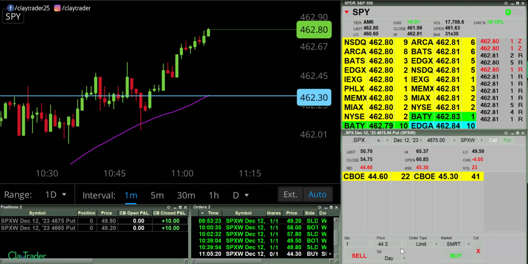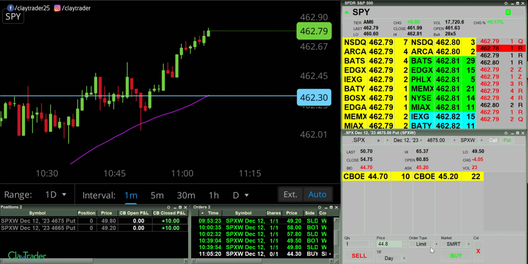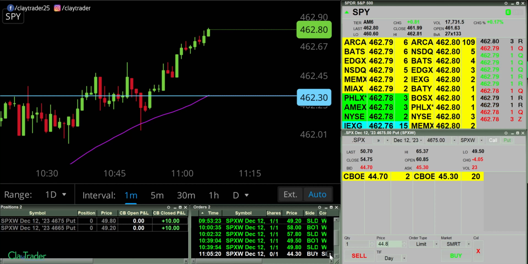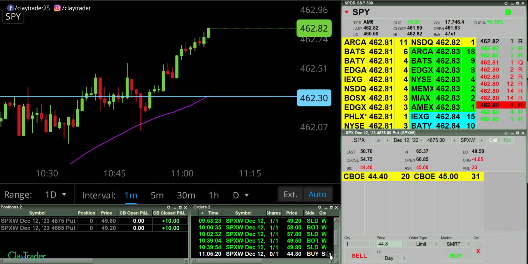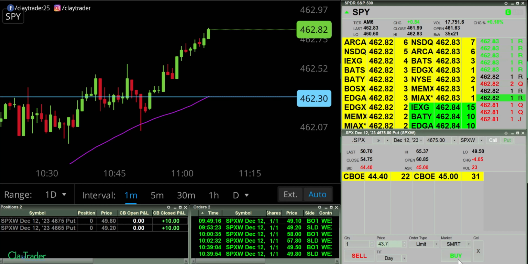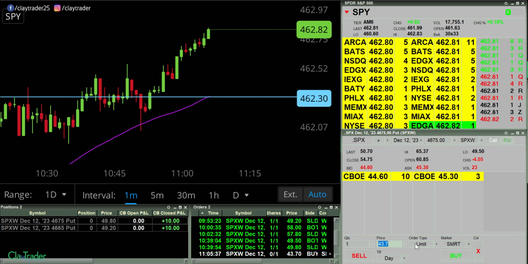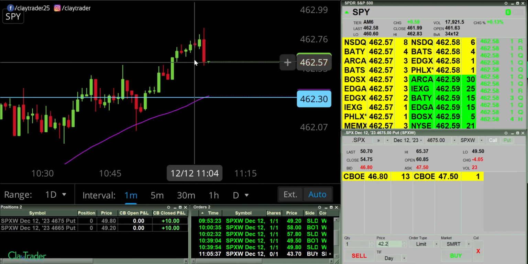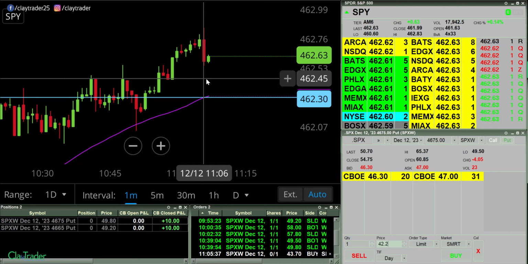Try 44.30. See if it snaps down through 44.50 and then $43.70 at this point. All right, I'll pause. Well, I missed that, but in a blink of an eye, it just collapsed down.